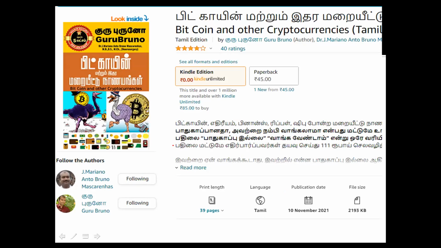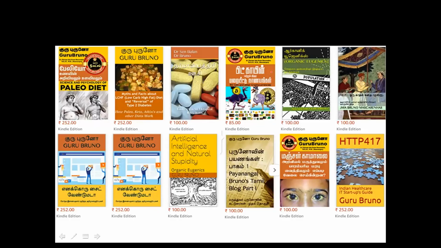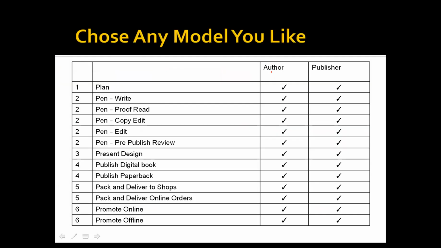So if you see this, Google and Amazon have very good advantages. For example, for this book, I am selling the Kindle edition. The distributor is selling the paperback. If you enter the same title and the same author name, even when different people sell the book, Amazon automatically lists them together. So these are a few of my books in print and on Amazon.